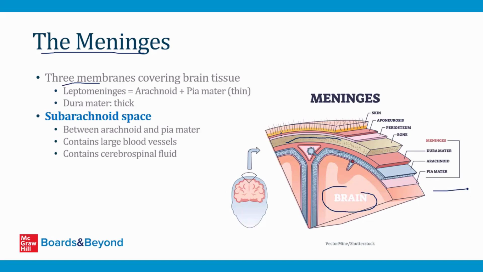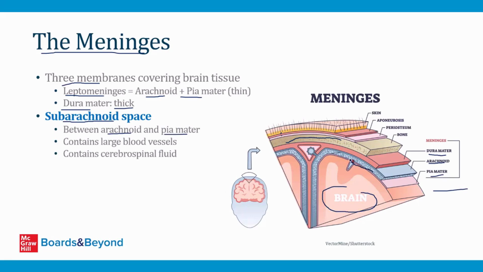There are three layers to the meninges. The first is the dura mater, which is very thick, and then there are two thin layers called the arachnoid and pia mater. Sometimes you will hear the term leptomeninges, and the prefix lepto means thin. So the thin leptomeninges are the arachnoid and pia mater, distinct from the dura mater, which is a thicker membrane. If you understand what the meninges are, then it's easy to understand what the subarachnoid space is. This is the space below the arachnoid mater. That's why it's called subarachnoid. And it's between the arachnoid and the pia mater.